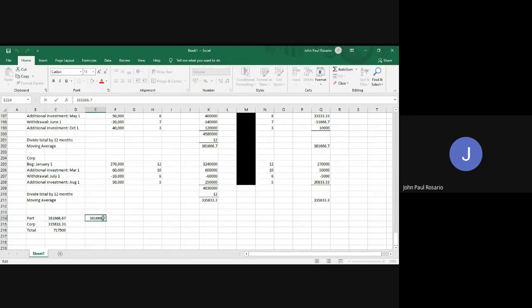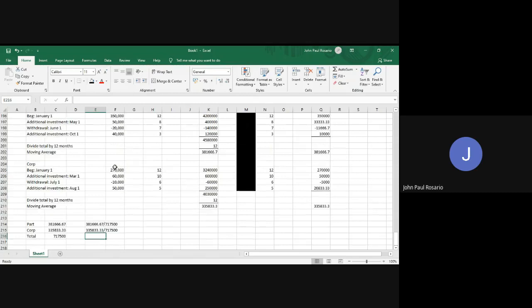So we round to 2 decimal points: 67 over 717,500. And then Corp would be 335,833.33 over 717,500. Okay?